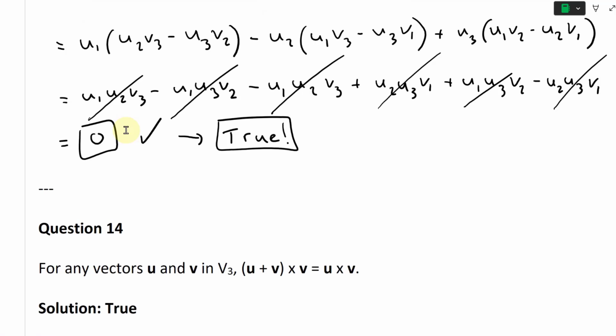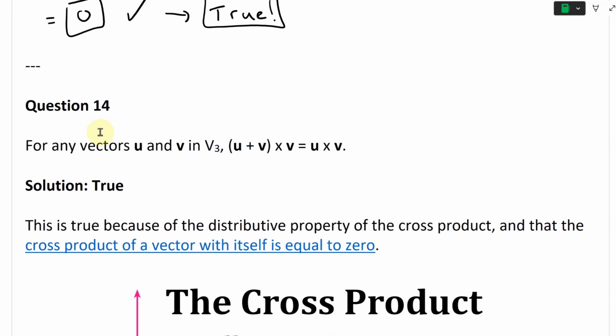Alright, so now let's take a look at question 14. For any vectors u and v in V3, or the set of all points in 3 dimensions, we have the bracket u plus v, then cross product with v right here, and this equals just u cross v. And the solution to this is, well, this is actually true, and the reason is, we can see this right here, u plus v, we could actually multiply this inside and do it separately. Yes, we could do the cross product separately of u and v, so then we're going to have a u cross v set up there, and that actually goes to 0.